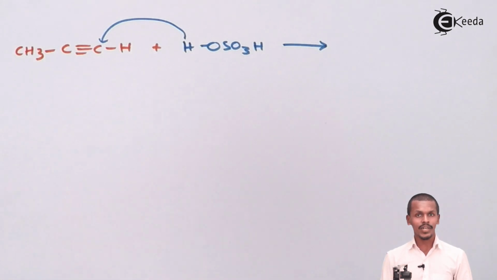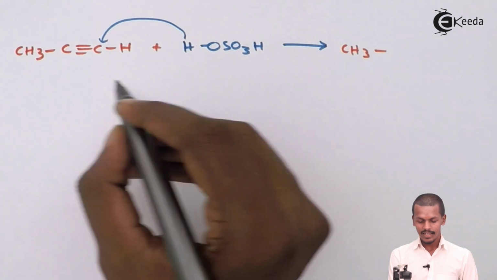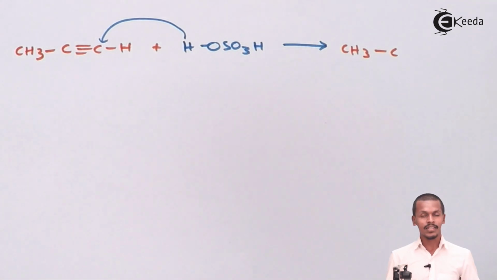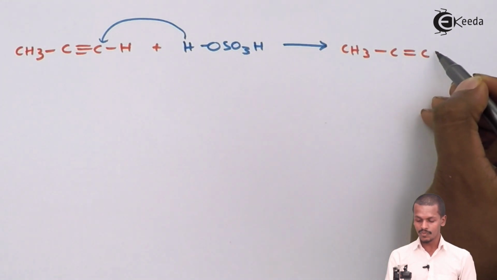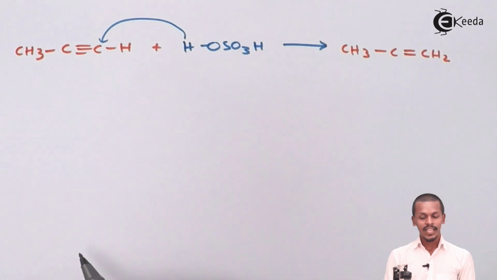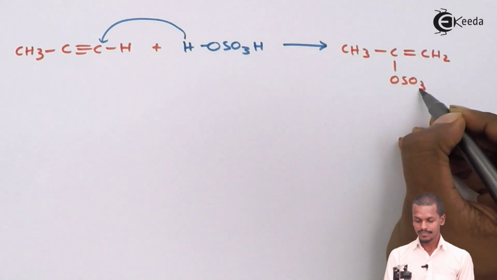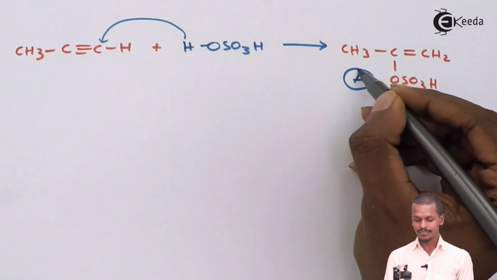So we get the formation of CH3 C, with a double bond here, because the carbon-carbon triple bond is breaking into a carbon-carbon double bond. Here it would be CH2, while the OSO3H would be attached over here. So this is what we have got as product A.